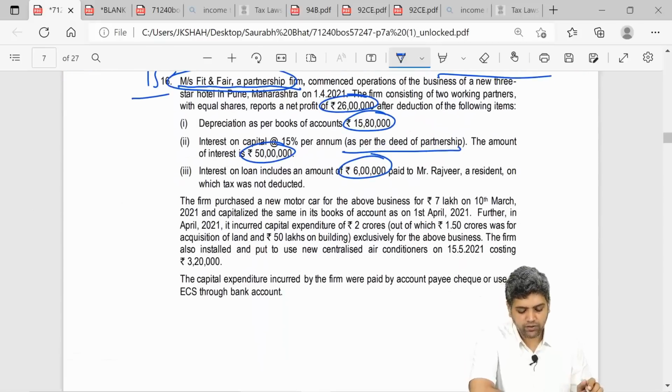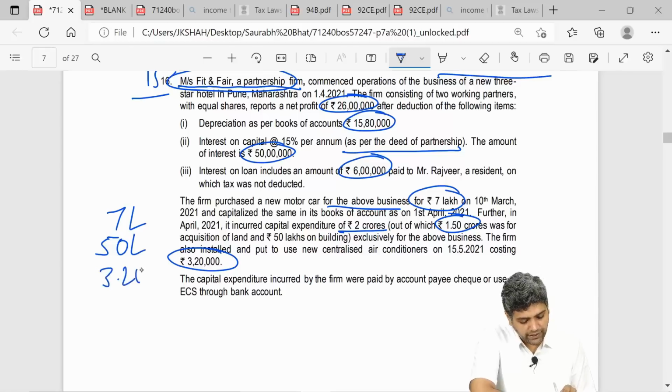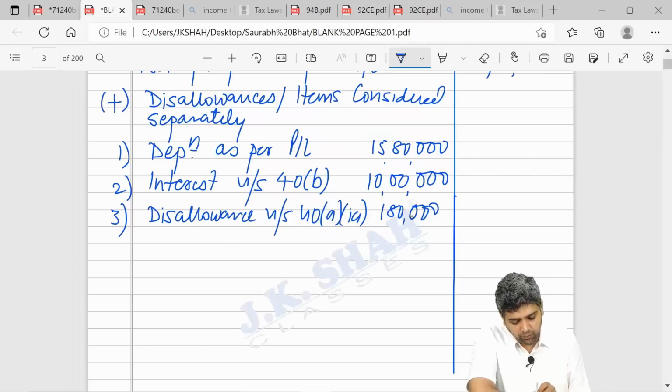Thereafter, they have told us information with regard to claim under 35 AD. So you have purchased a new motor car for the business of 7 lakhs. You have capitalized it in the current year. So 35 AD would be allowed in the current year. So 7 lakhs is eligible. You have also incurred a capital expenditure of 2 crores for the business, out of which 1.5 crores was for acquisition of the land. Land you will not get deduction under 35 AD, but building you will get deduction under 35 AD. Apart from that, you have purchased and installed air conditioners worth 3,20,000. So the total is 60,20,000, which would be permissible under section 35 AD.